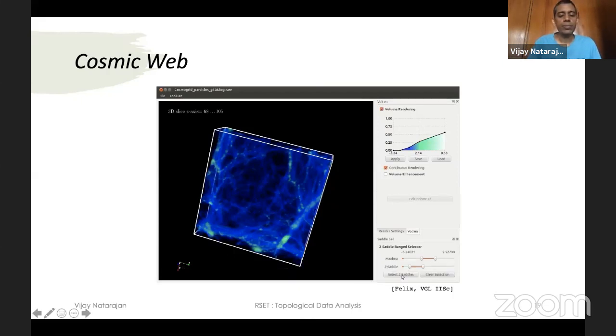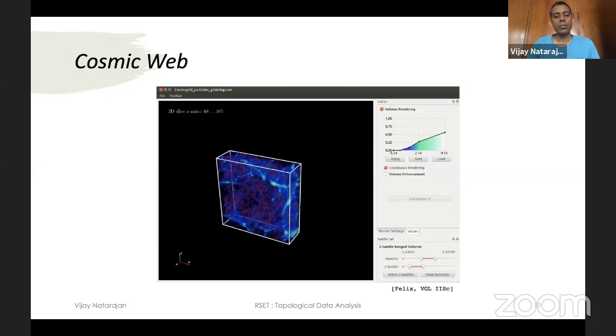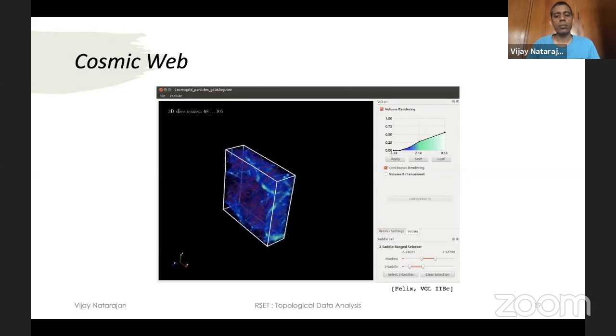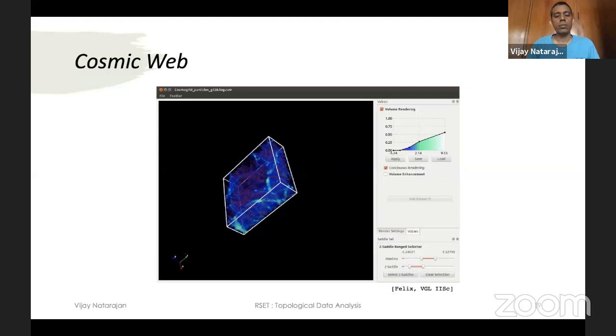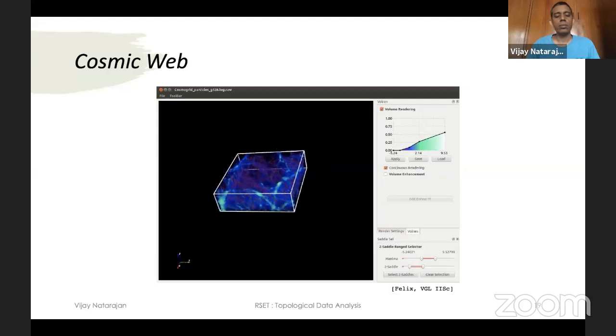Are not easily extractable using earlier methods. Here, we extract filaments within void-like regions. The queries demonstrated in this video execute in real time. Thank you for your attention.